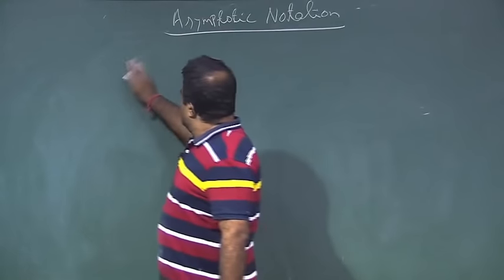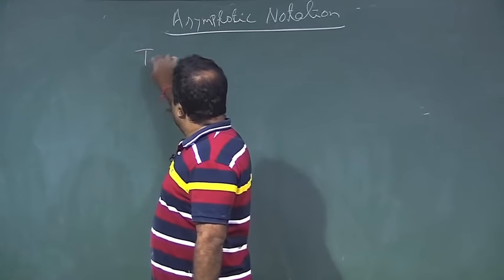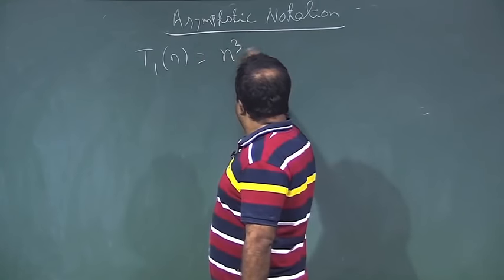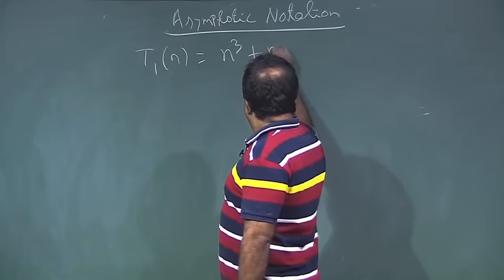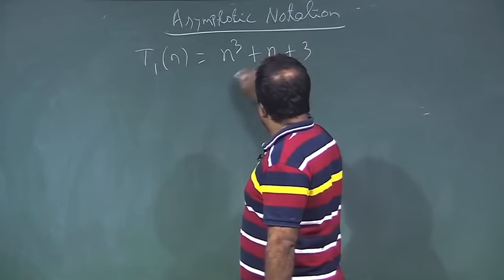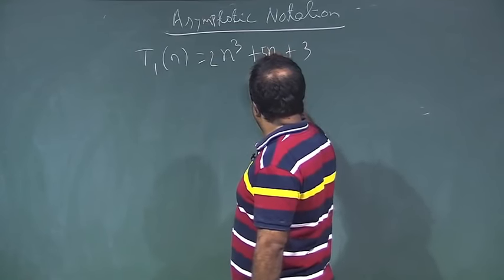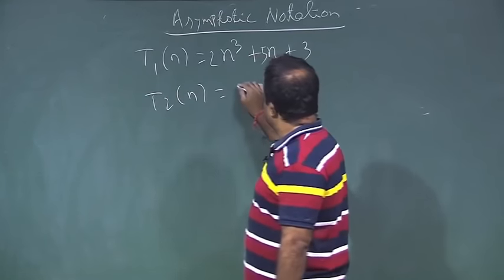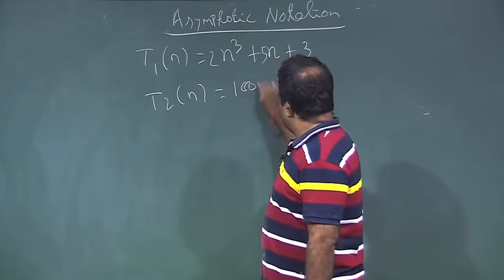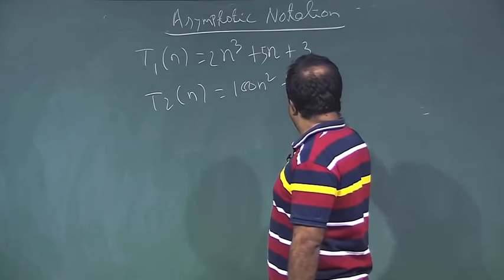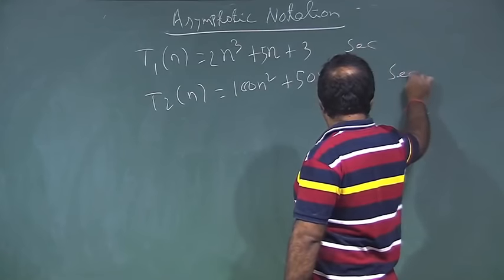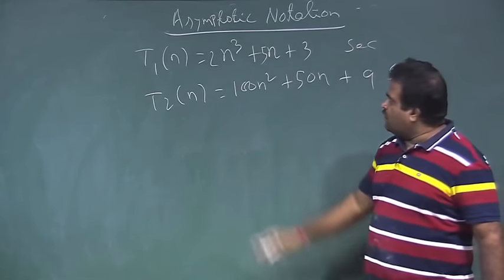Suppose we have two pieces of code, one having a runtime of, say, n cube plus n plus 3, or 2n cube plus 5n plus 3, and we have another piece of code which is, say, 100n square plus 50n plus 9, this many seconds. How do we get this?